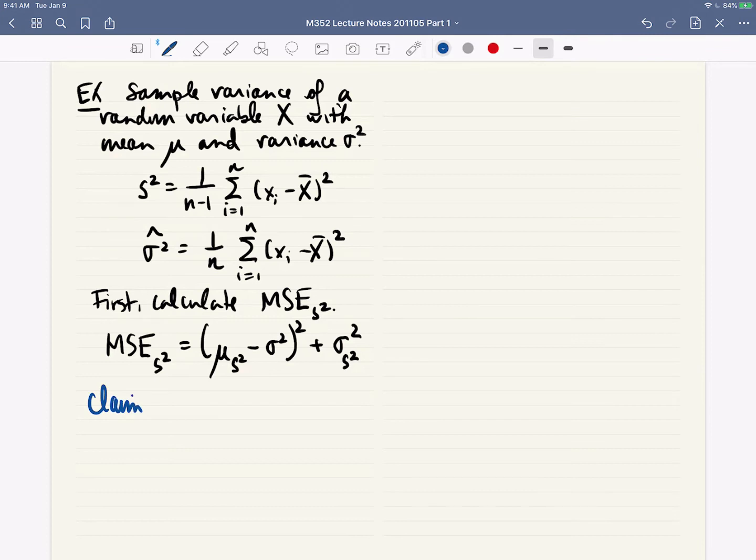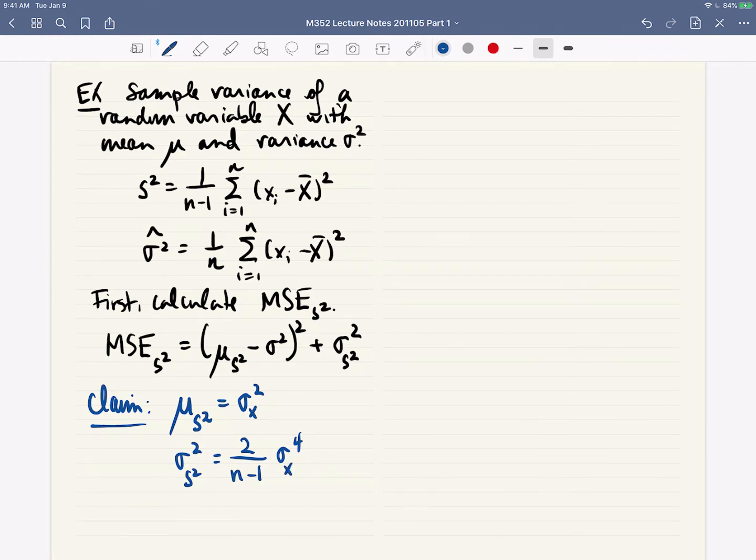I'm going to give you a claim. Here are some facts that we'll use. Fact number 1, the mean of our estimator is our random variable's variance. That can be shown. The second fact is that the variance of our estimator is 2 over n minus 1 times sigma to the 4th. So the variance of our estimator is this constant times the variance of x squared. Maybe it'd be good for me to put the x down there.